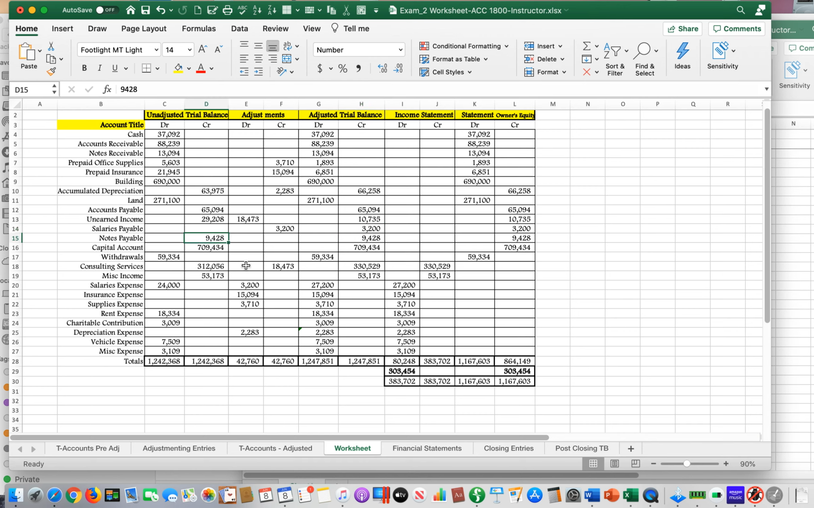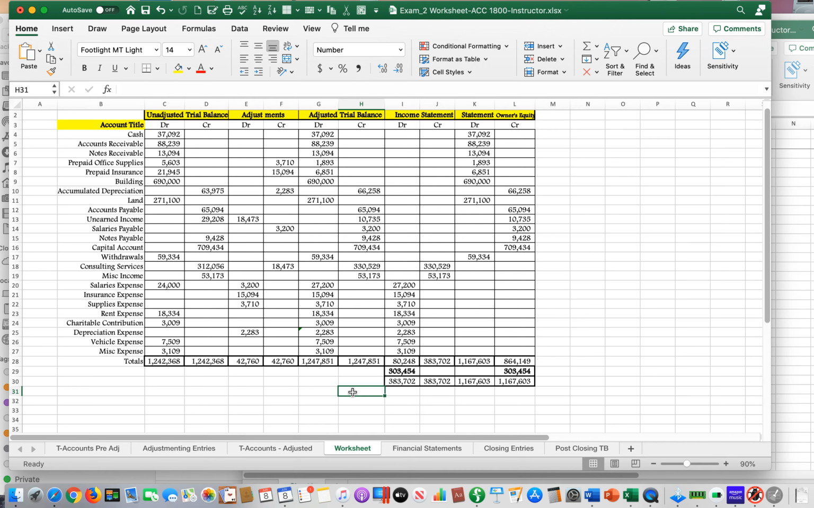Okay? Consulting services, a credit and a credit equals another credit, and so forth. Look at salaries expense, a debit and a debit. $24,000 plus $3,200 is $27,200. They're both debits, so you add. You go all the way over. And the adjusted trial balance should also balance. Look at the bottom here. The debits and the credits are equal, because you add up all your debits, and you add up all your credits, and they should equal all the way through to the trial balance.